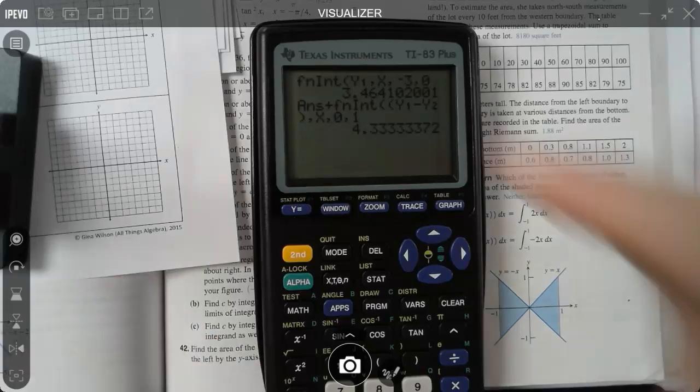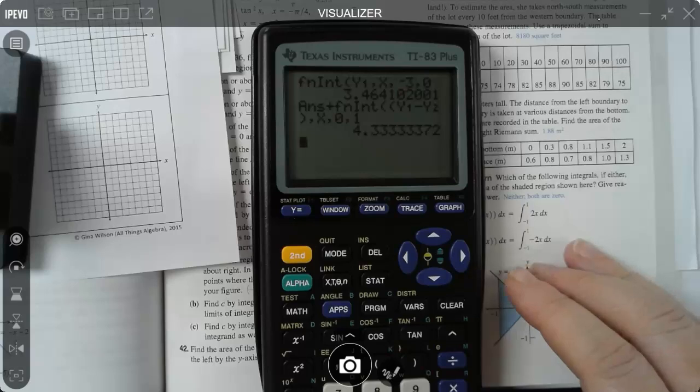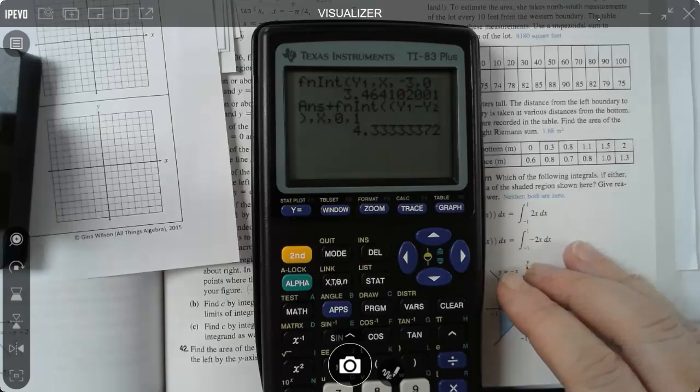I really want y'all to get used to using your calculators for these kinds of problems whenever you can. All right, what else on your homework?